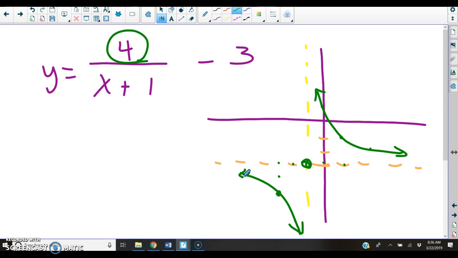If my coefficient or my numerator has a negative number, then my branches on my parabola would be in what I would suggest to be similar to quadrants 2 and 4 instead of 1 and 3. All right.